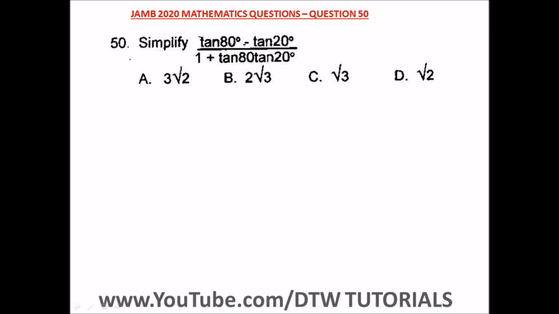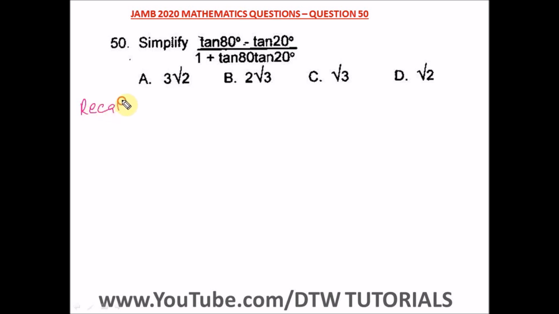And the question says simplify tan squared 80 minus tan squared 20 over 1 plus tan 80 tan 20. So looking at this, I would love us to recall. I love doing more of recalling. So you guys need to be students and remember what you have been taught earlier on.